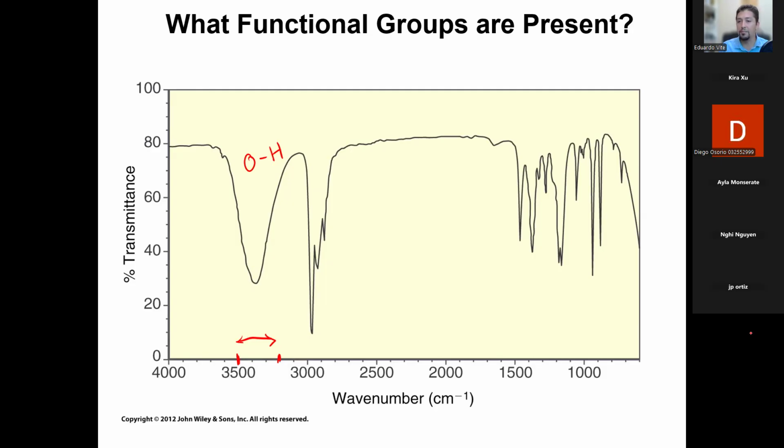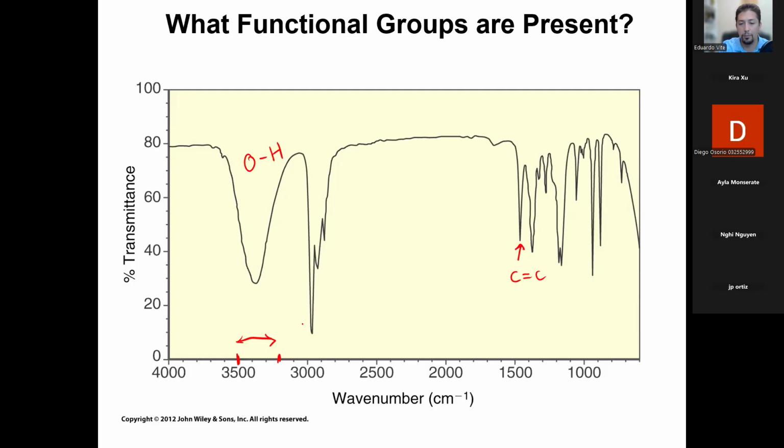Is there anything else? Not that I can observe from here. I mean, it looks like there's this peak right there. That might be a carbon double bond carbon, but we can't be sure unless we have a structure. So I'm not gonna guess that. That could also just be some noise. I'm gonna just simply say for sure I have an alcohol.